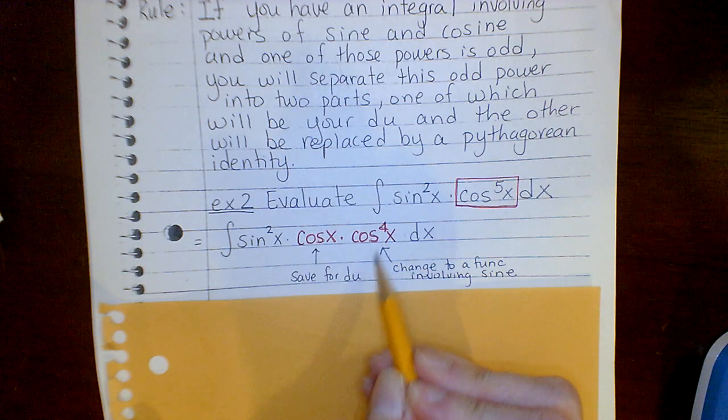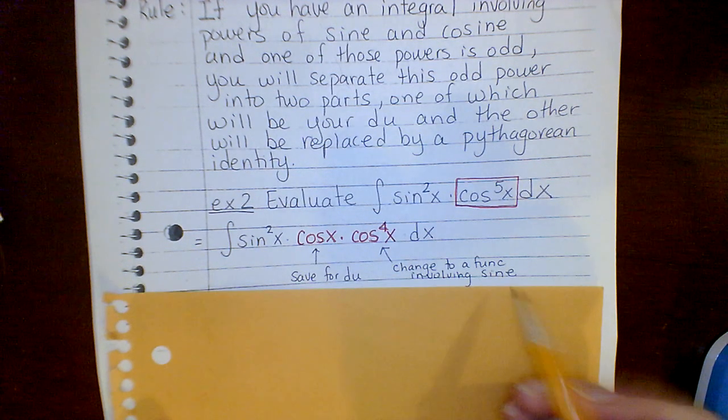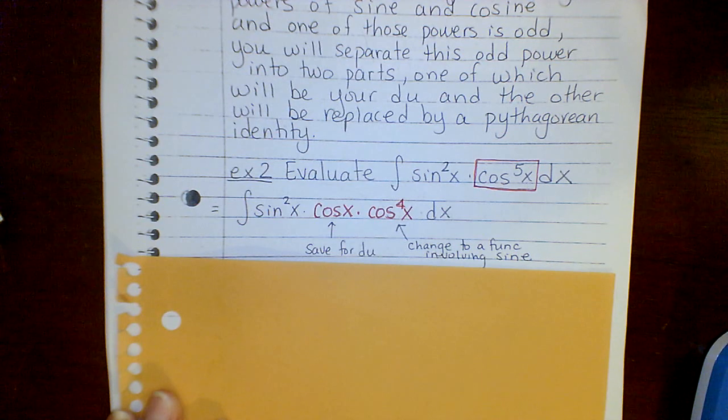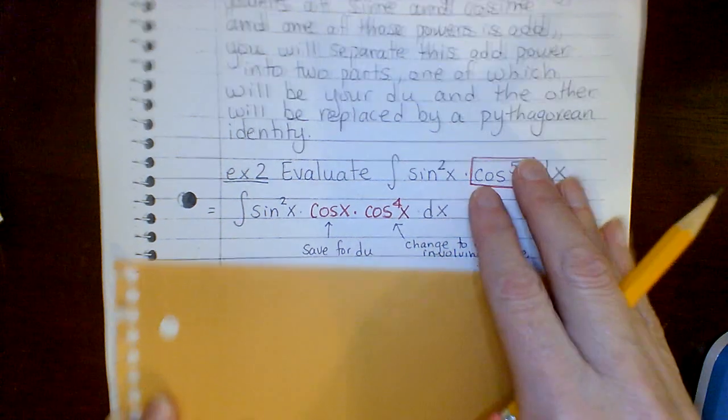This cosine to the fourth, I need to change this into a function involving sine. That way, just like last time with example 1, I can let u be sine and then my du be cosine. But I need this to be a function of sine there. So what can I do?